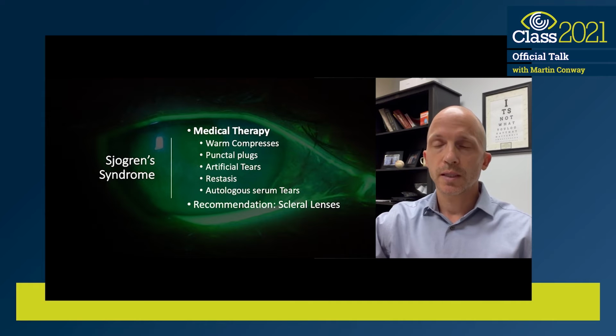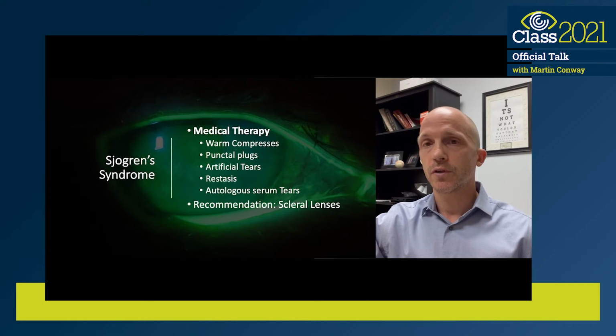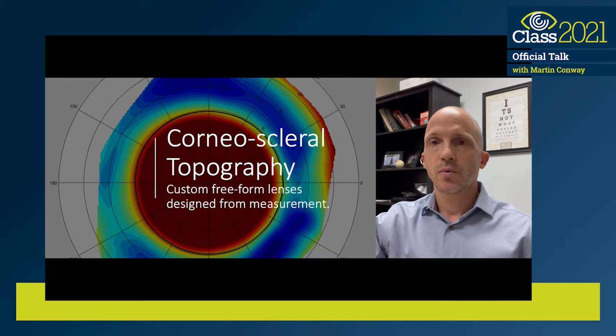When she came to see me, she was already on maximum medical therapy and palliative treatment, including warm compresses, punctal plugs, artificial tears, Restasis, and autologous serum. Yet, despite all that, she's still very symptomatic. So we recommended scleral contact lenses for her. In my practice, when we fit a patient with scleral contact lenses, we measure their eye with corneal scleral topography, and we use those measurements to create a three-dimensional model that we then use for lens design. So that's what we did for this patient.